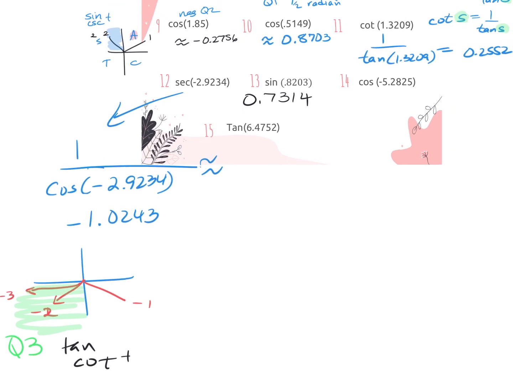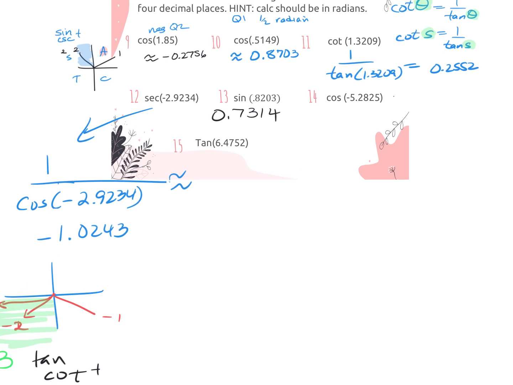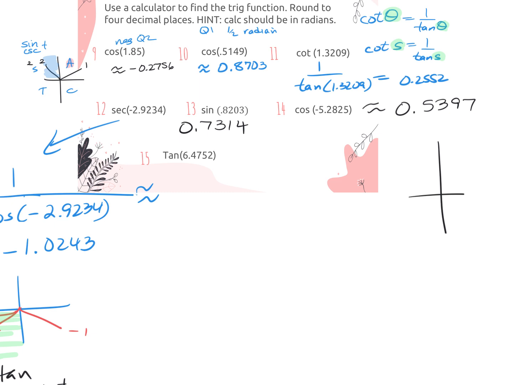Cosine, there is a button, so you're just going to hit cosine, negative 5.2825, and this is approximately equal to 5.5397. If you think about graphing this, this is negative 1, negative 2, negative 3 radians, negative 4 radians, negative 5, and then negative 6 would be here. So this angle is located in quadrant 1, and everything is positive in quadrant 1. So that's why I got a positive answer.